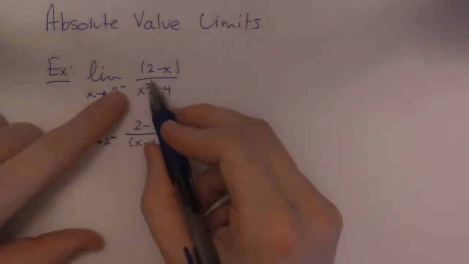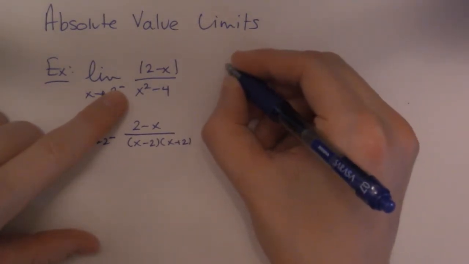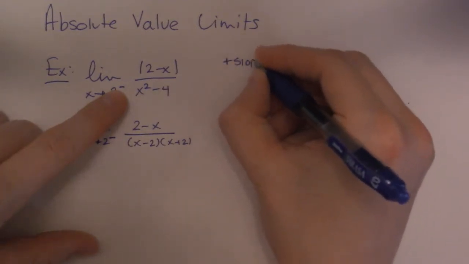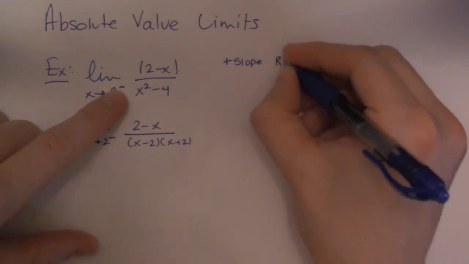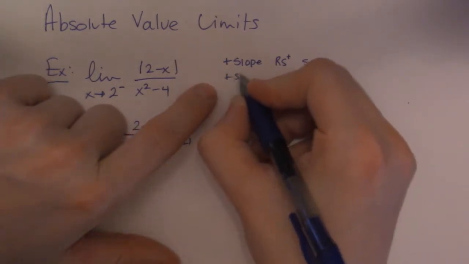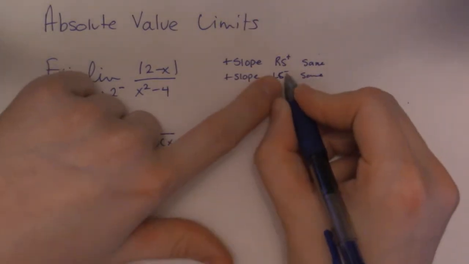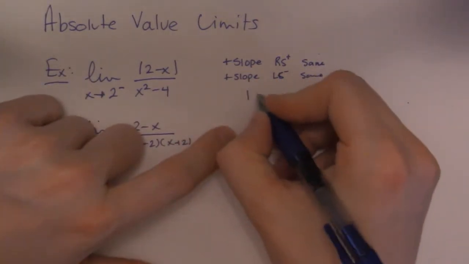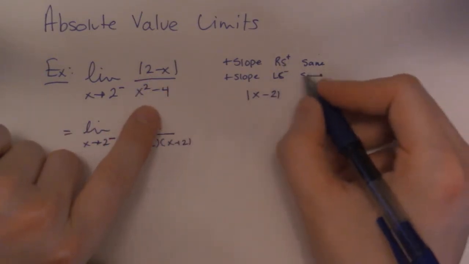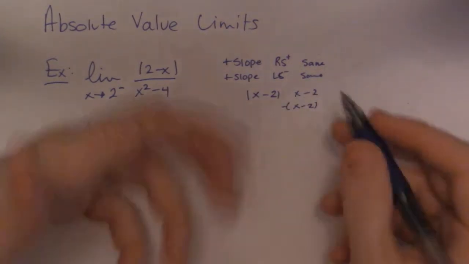So maybe I should just give a brief explanation on this. Here's my cheat rule. If I have a positive slope, from the right side, same. Positive slope, left side, same. So you take whatever sign it is. So if I have something like x minus 2 instead of 2 minus x, from the right side I would take x minus 2. If it was from the left side, I would take negative x minus 2. So it's exactly the opposite in this scenario we have.